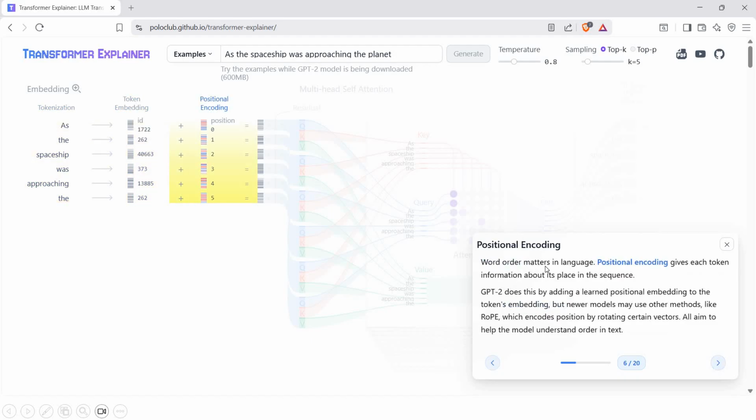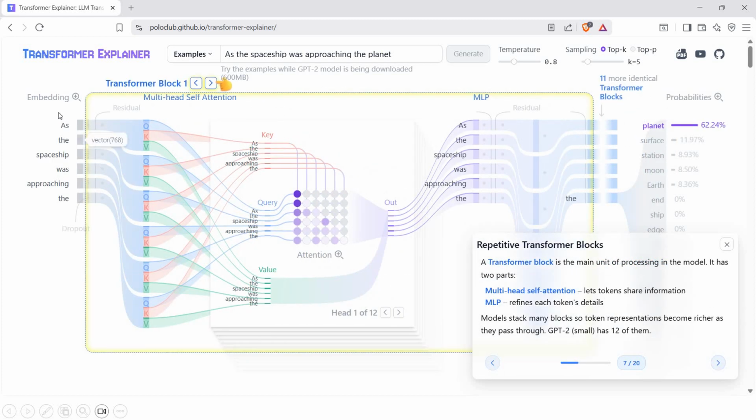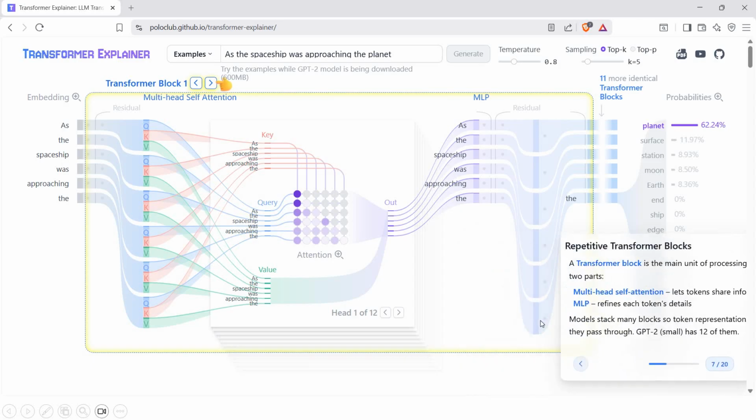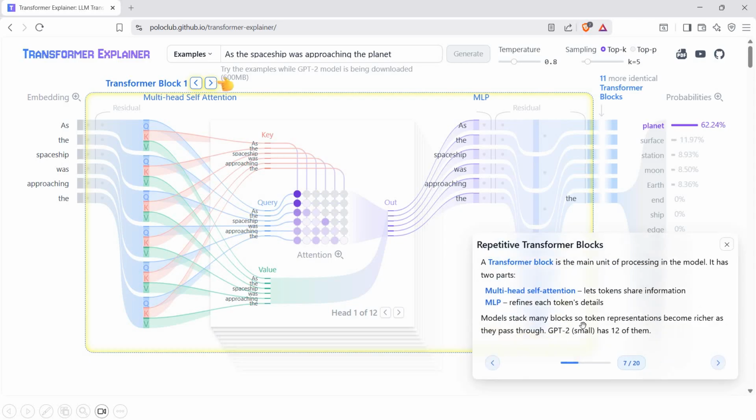Now, positional encoding: word order matters in language. Positional encoding gives each token information about its place in the sequence. GPT-2 does this by adding a learned positional embedding, right? So the key is, we have embedding where we do the tokenization, then we have the transformer block, which is the main unit of processing in the model. It has two parts: multi-head self-attention, which lets tokens share information, and MLP, which refines each token in detail. Models stack many blocks so token representations become richer as they pass through. GPT-2 has 12 of them.